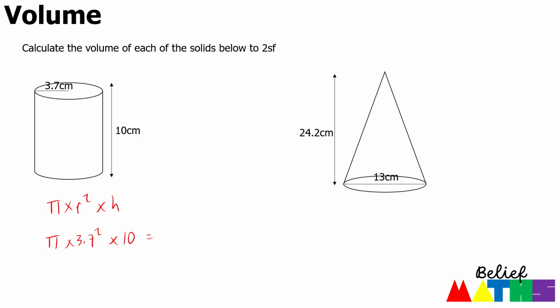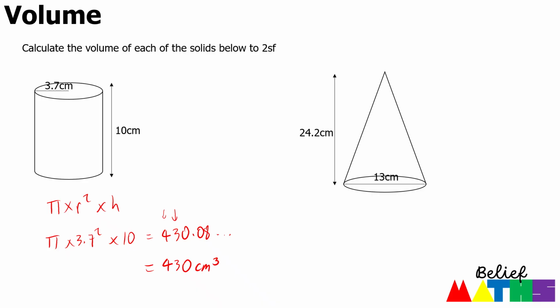So straight away putting that into our calculator, pi times 3.7 squared times the height of 10 gives us an answer of 430.08. So to two significant figures, that's 430 centimeters cubed because we're working on volume.